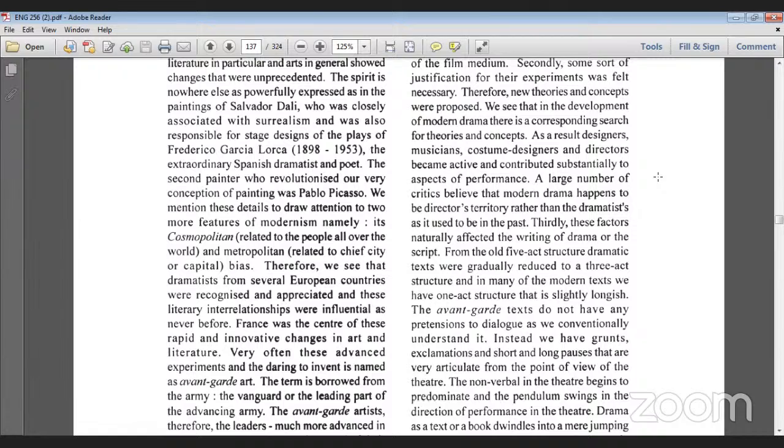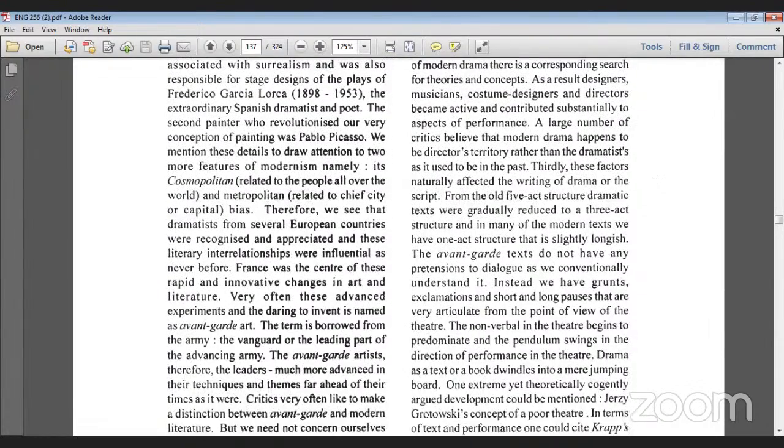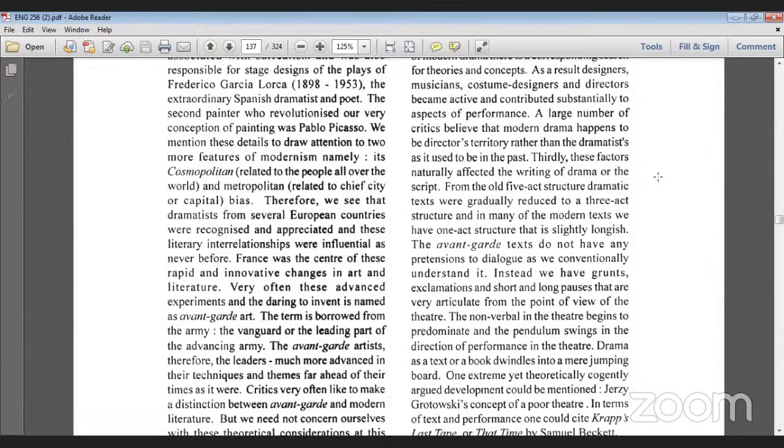The non-verbal in the theater begins to predominate, and the pendulum swings in the direction of the performer in the theater. Drama as a book dwindles into a mere jumping board.